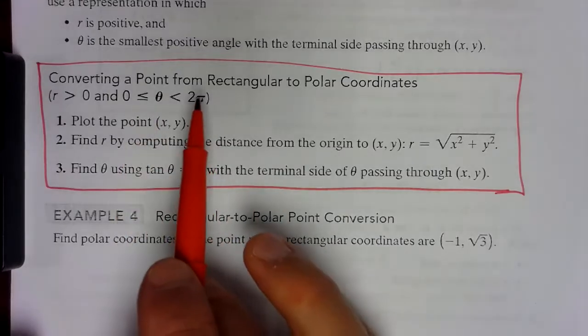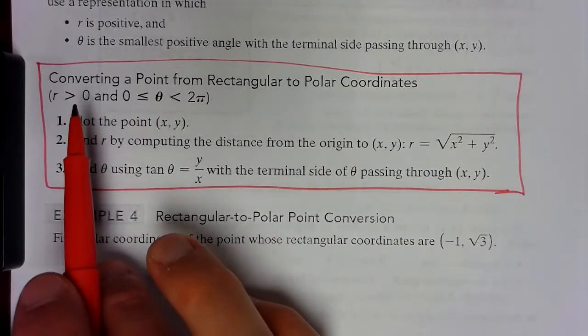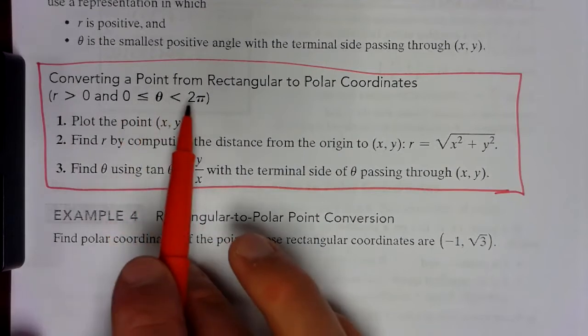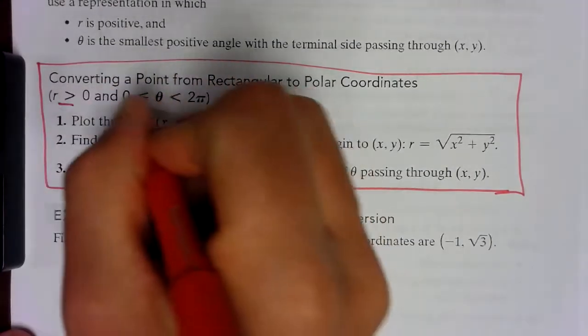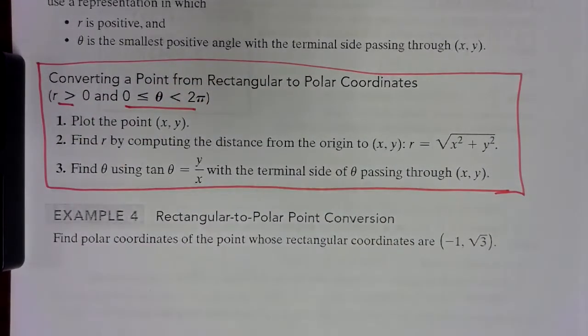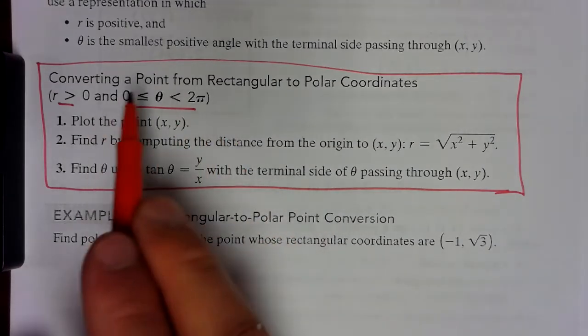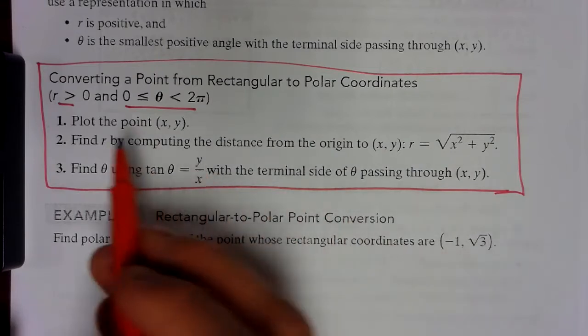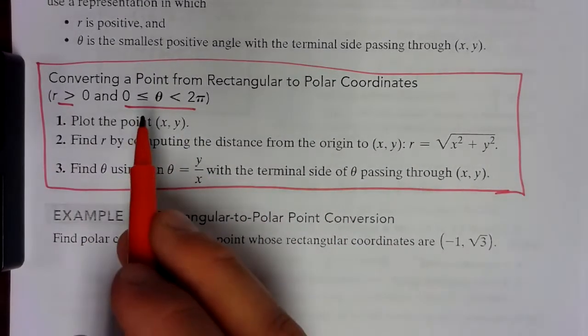So converting a point from rectangular to polar coordinates, we want r to be positive, and we want our angle theta to be between 0 and 2 pi. Okay, so those parts are important and going to help us get to the exact point we're looking for. Because remember, one thing we did last time is we wrote polar coordinates in multiple different representations. So this is going to make sure that we only get one specific point.